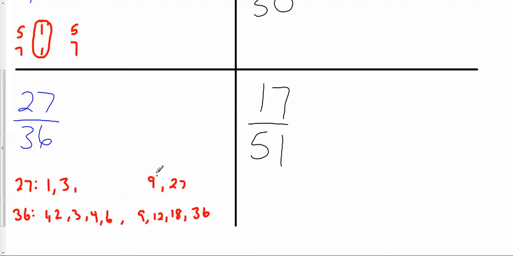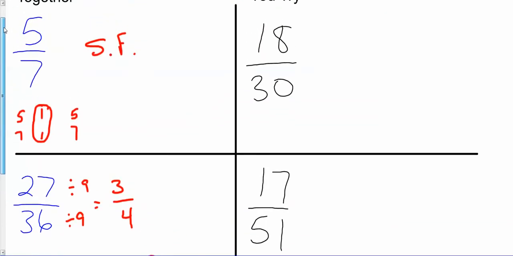So what's the largest number they have in common? 9. So if I divide by 9, I get 3/4. So go ahead and give the video a pause, and you try these other two.